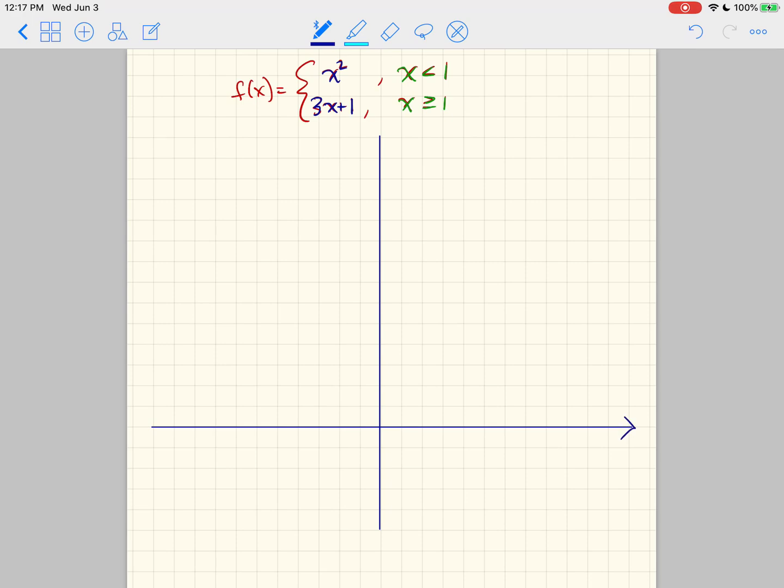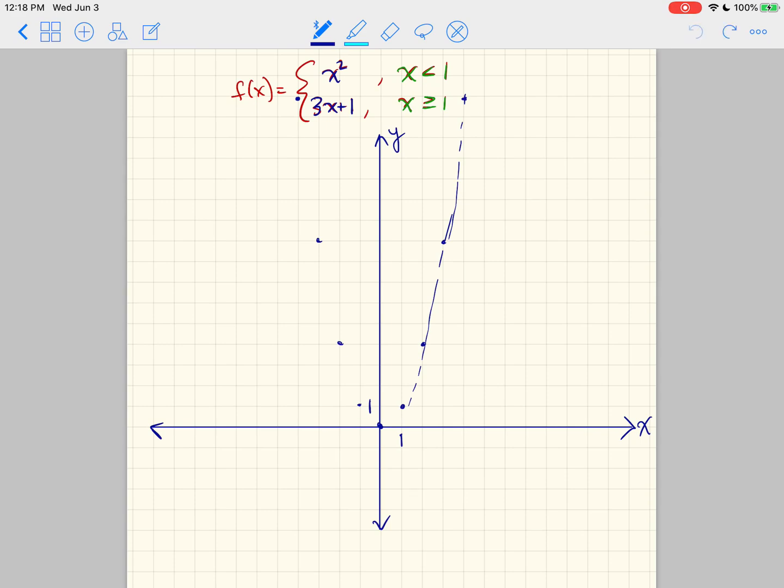So here's my coordinate plane. My x-axis, y-axis, I'm going to be going up by 1s in both directions. All right, so I'm just going to start by graphing x squared. Okay, so if I graphed x squared, it would look like this. Up 3, out 1, up 5, out 1, up 7, out 1. Okay, so this is my quadratic. It looks like this.